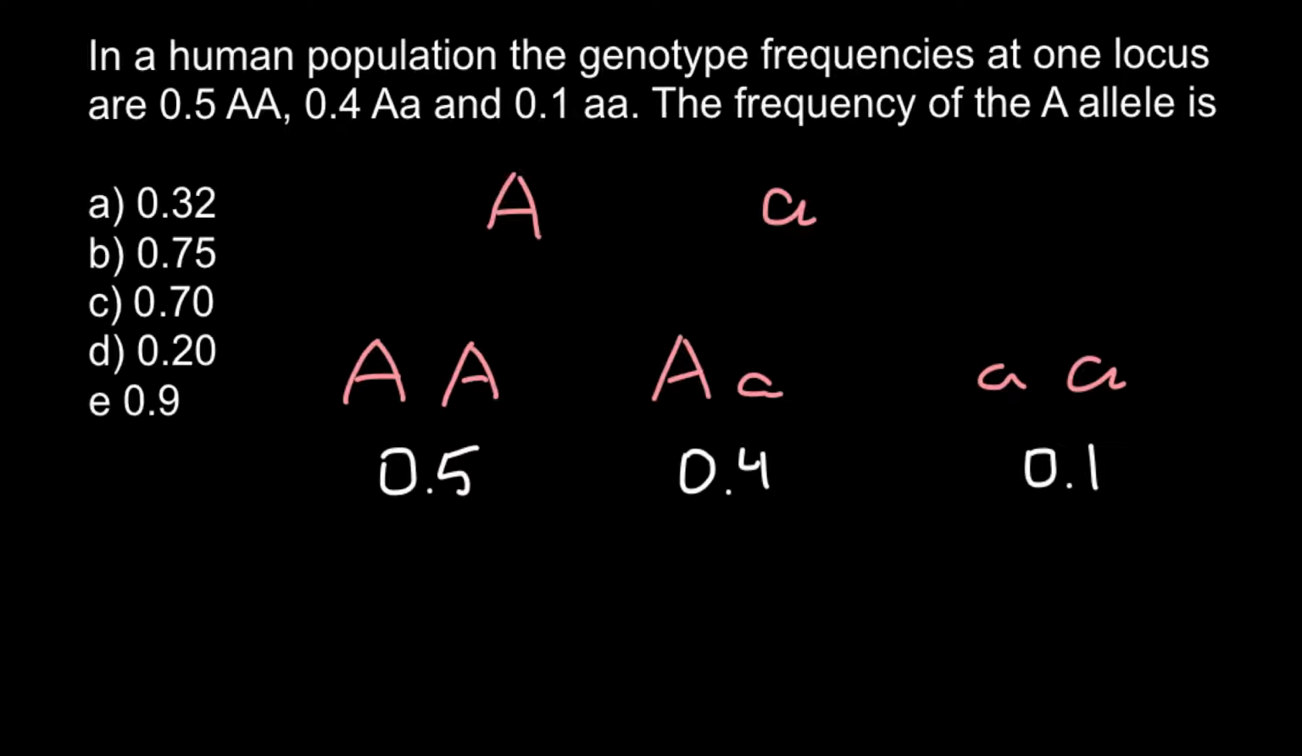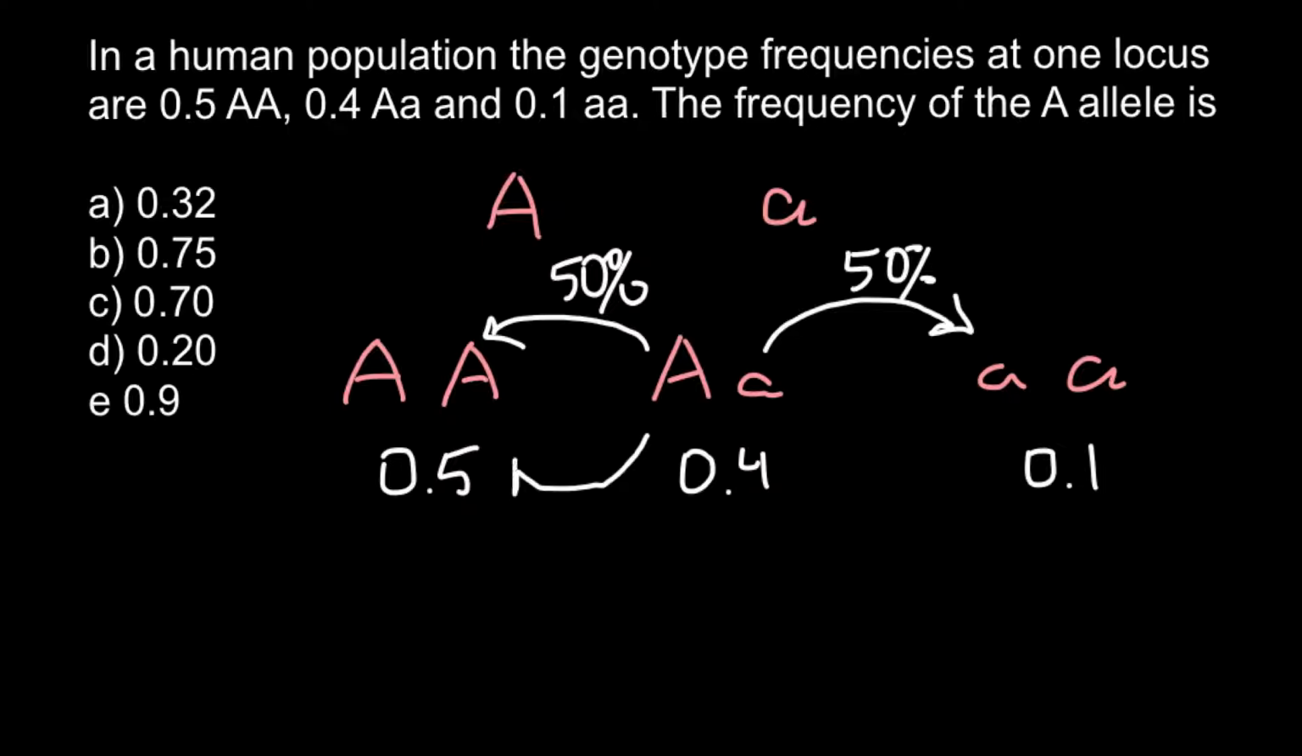So in order to find the frequency of the dominant allele A, basically everything we have to do, we just have to add 50% of this frequency to the homozygous dominant genotype frequency, and 50% of this frequency we also have to add to the homozygous recessive. So in other words, we have to add here 0.2, and we have to add here also 0.2. That is going to be 50% of this number.